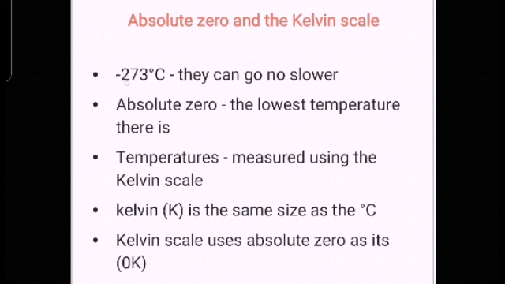And at negative 273 degrees Celsius, they can go no slower. And this is the lowest temperature there is, and this is what we call absolute zero. Absolute zero adalah nilai suhu yang paling kecil, and ini adalah suhu di mana partikel ni dah tidak boleh bergerak lebih perlahan, iaitu pada suhu negatif 273 degree Celsius.